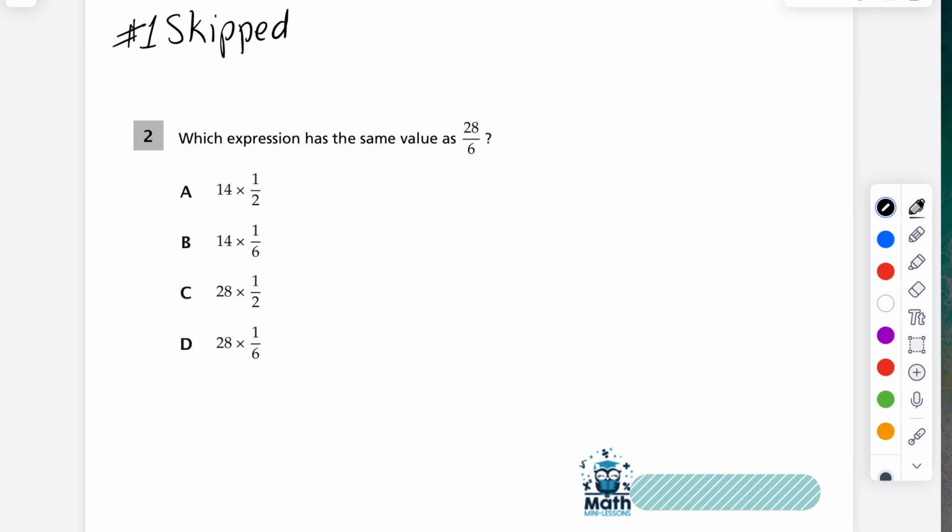Number 1 is skipped, so it's going to start with number 2, and I'm going to give you the reveal first so you can see if you got the right answer. If you got it and you feel confident, go to the next chapter. If not, stay here and I'll show you how I break it down.